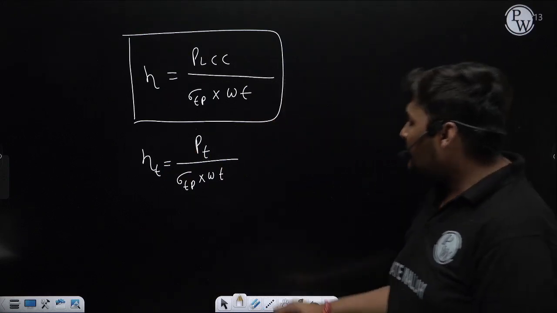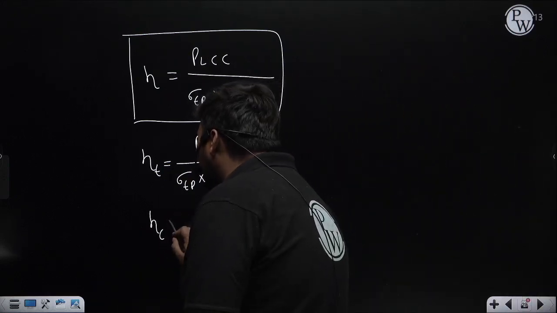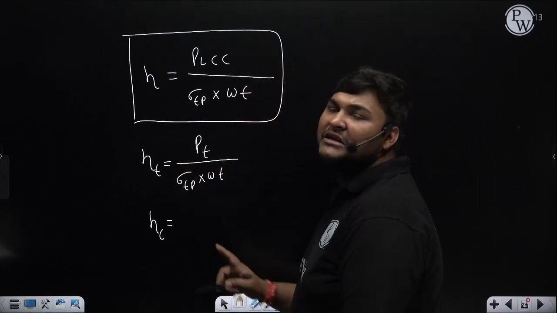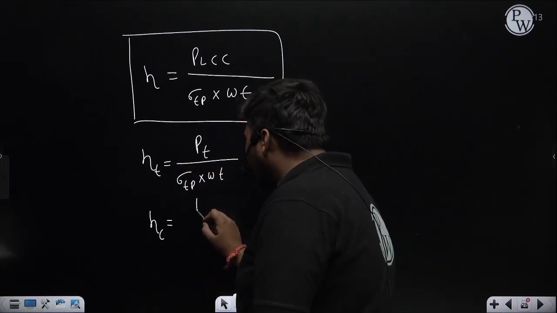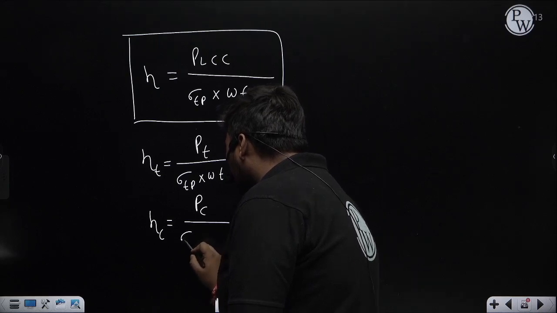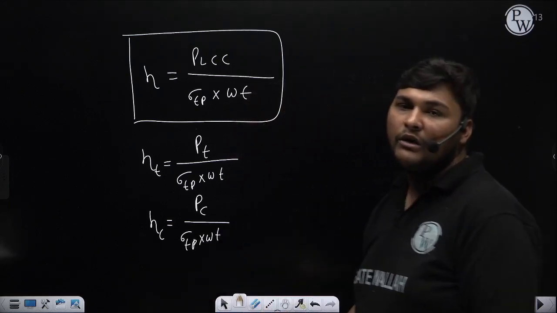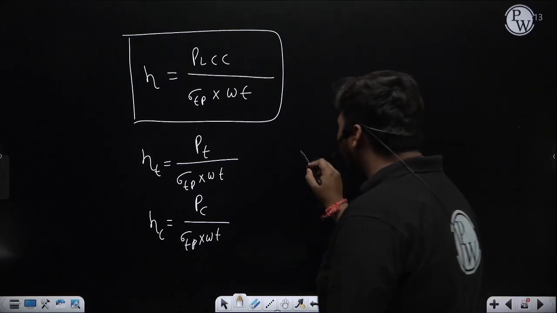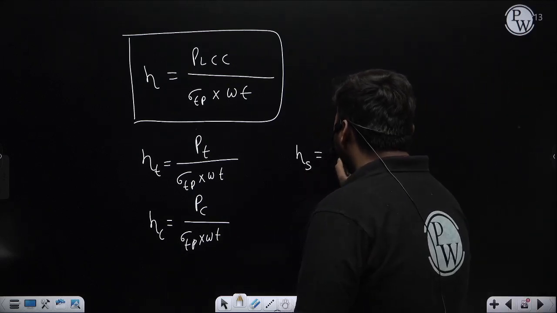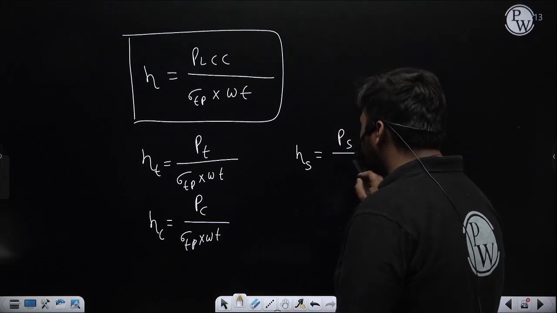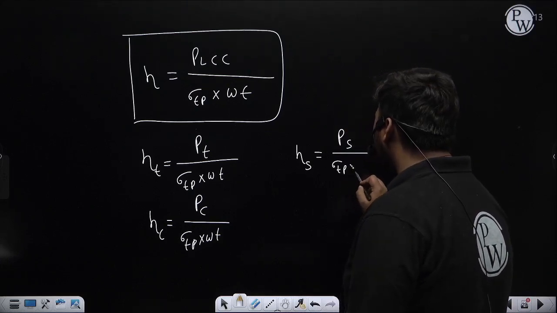If the examiner is asking crushing efficiency, but generally the examiner will ask actual efficiency, then on the above side take the crushing load carrying capacity. The below side term will be the same, sigma tp into wt, meaning load carrying capacity without rivet, without hole. If the examiner is asking shearing efficiency, which I am denoting as eta s, then on the above side take the shearing load carrying capacity, and the below side term will be sigma tp into wt.